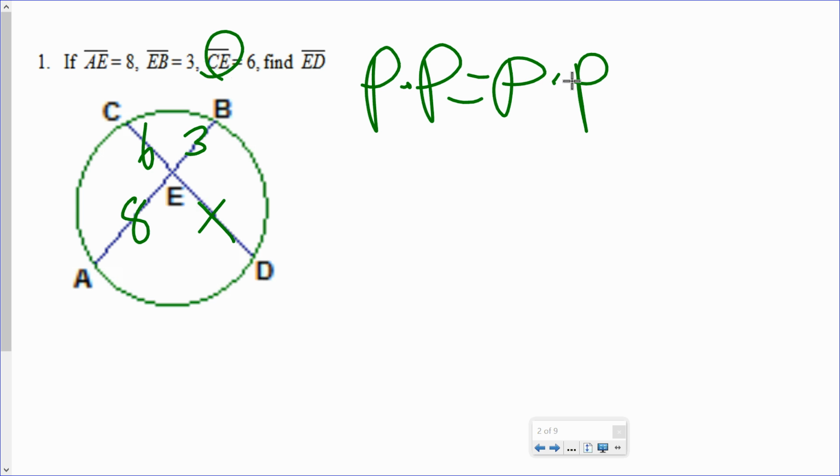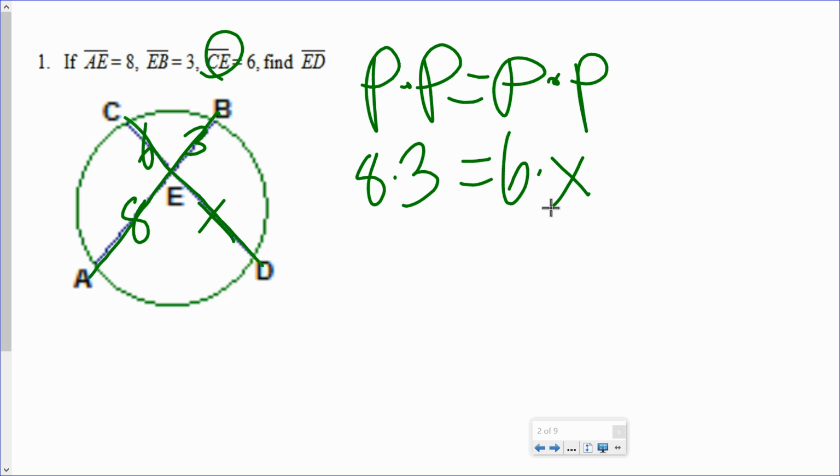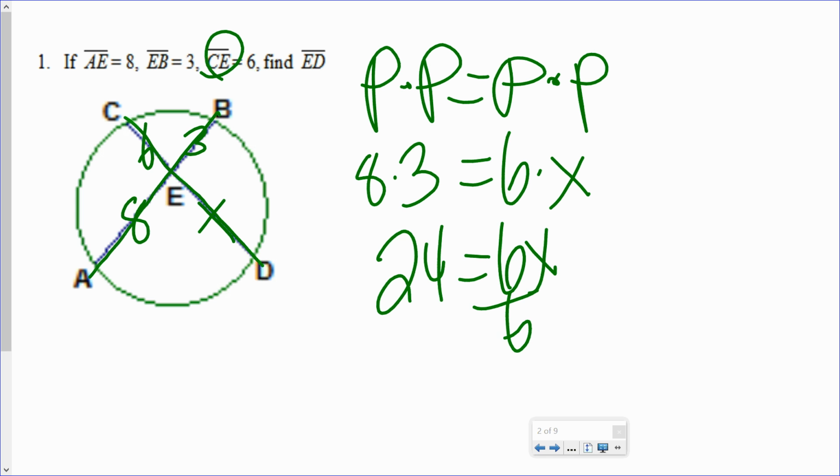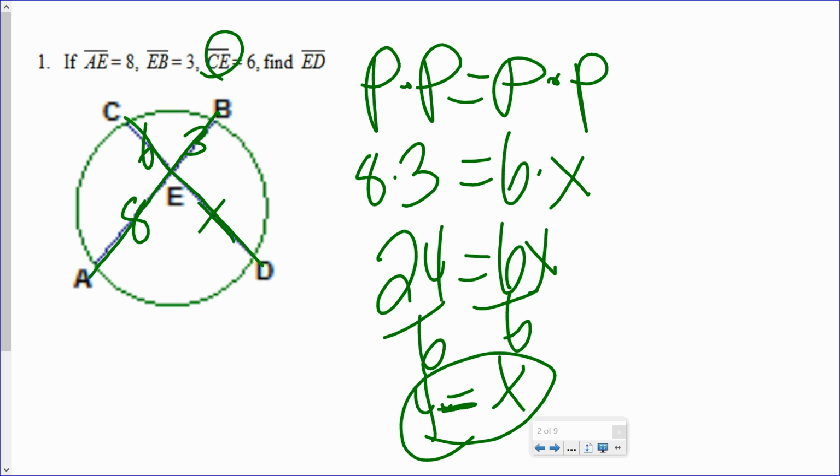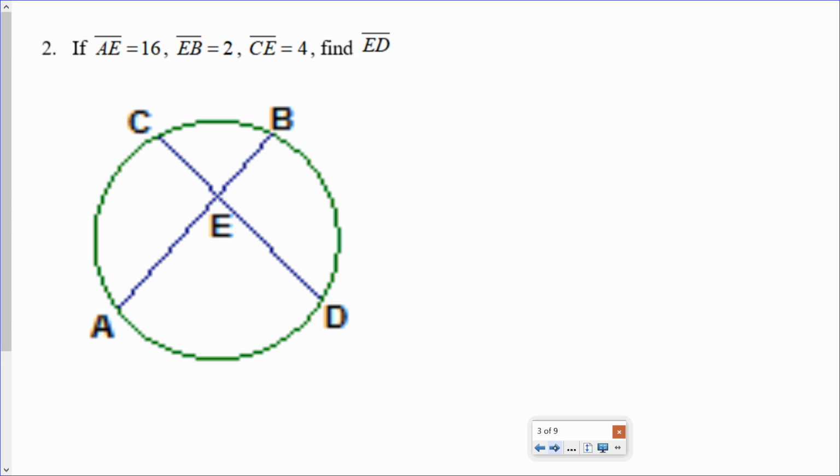So I'm going to multiply the two parts of one of the chords together on the left-hand side. Let's do this one first. The two parts are 8 and 3. So I multiply 8 and 3 together. The other one, the two parts are 6 and x. So I multiply 6 and x together. From there, I just do the algebra, and I get x to be 4. That's it. Simple rule.